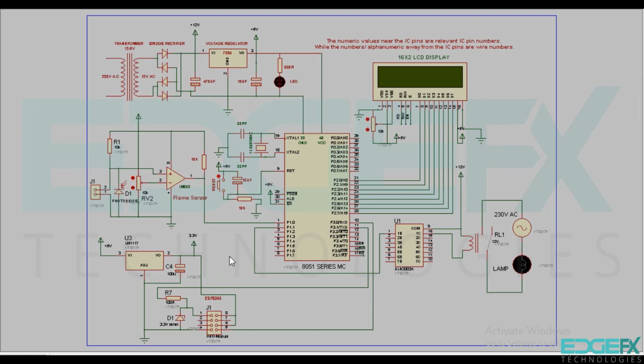When we switch on the circuit, the Wi-Fi detects a nearby Wi-Fi router. When the flame is detected, the microcontroller will switch on the load and also send the data to the cloud through this Wi-Fi module.